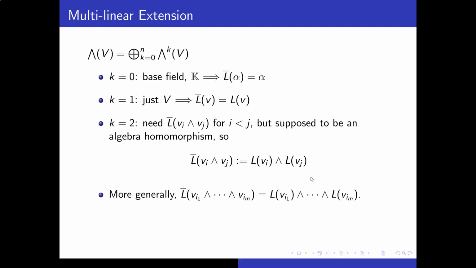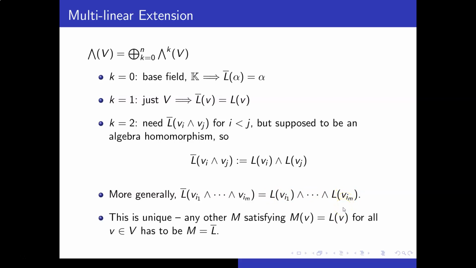Whenever I have some long wedge, if I want to know what L bar of that is going to be, well, it's supposed to be an algebra homomorphism, so I break it across each one, but then each one lies in the vector space, and on the vector space it's not supposed to do anything different, so it's just going to be L of the first wedged with L of the second, wedged, etc., through L of the nth.